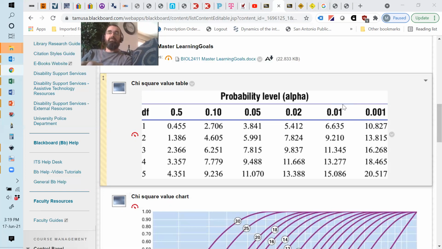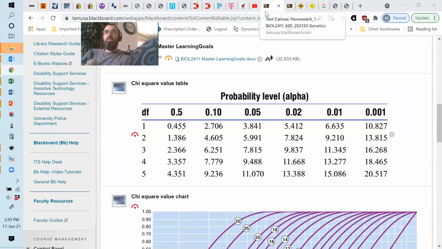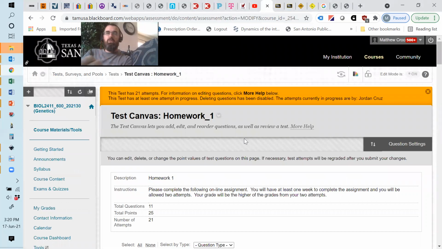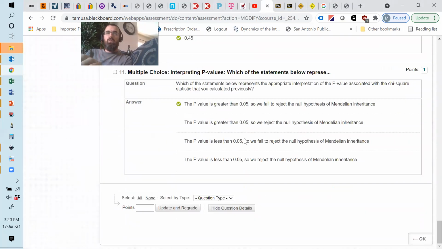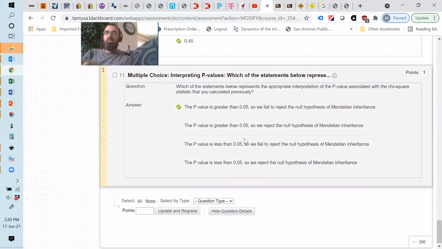So our data would not be significant. Nope, because it is over on the left-hand side above 0.1. And really, once it gets above 0.05, it doesn't matter how far above it is, it's still not significant. This is the line in the sand, essentially.